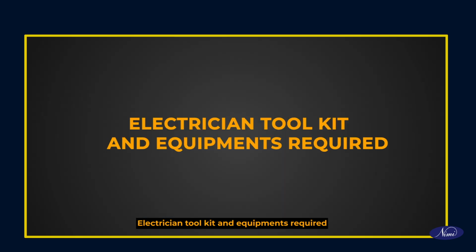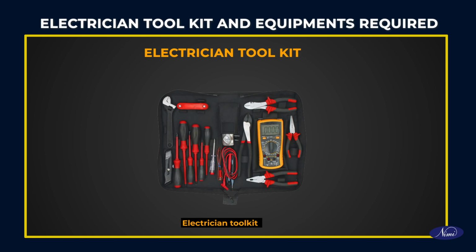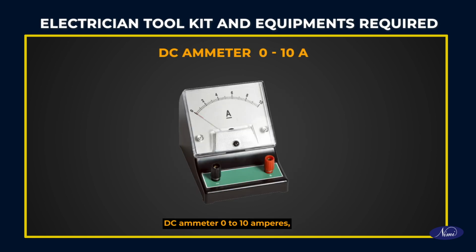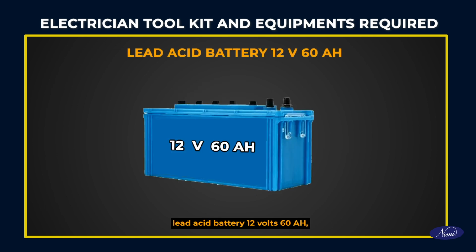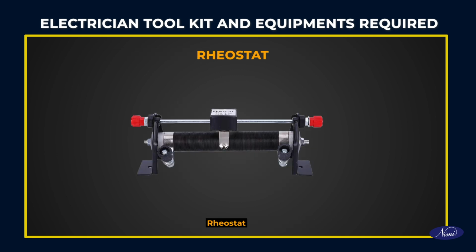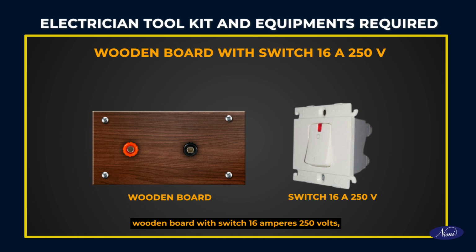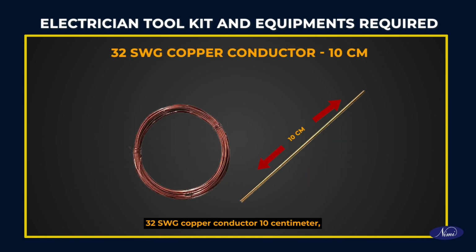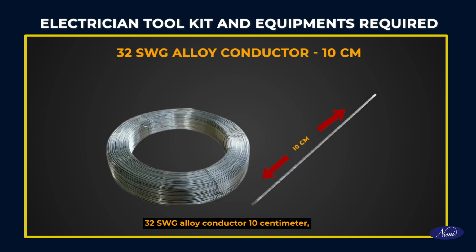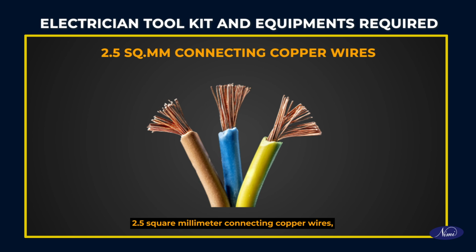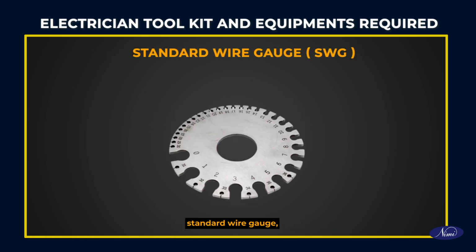Electrician toolkit and equipments required. Electrician toolkit, DC ammeter 0 to 10 amperes, DC voltmeter 0 to 15 volts, lead acid battery 12 volts 60 ampere hour, rheostat, wooden board with switch 16 amperes 250 volts, 32 SWG copper conductor 10 cm, 32 SWG aluminium conductor 10 cm, 32 SWG alloy conductor 10 cm, 2.5 square millimeter connecting copper wires, standard wire gauge.